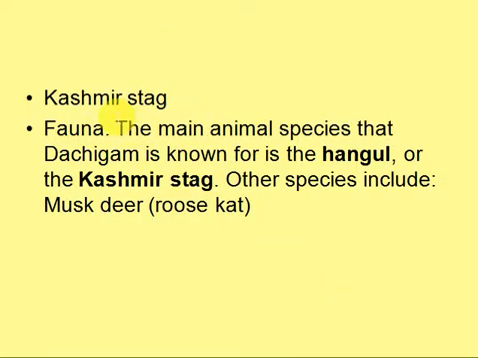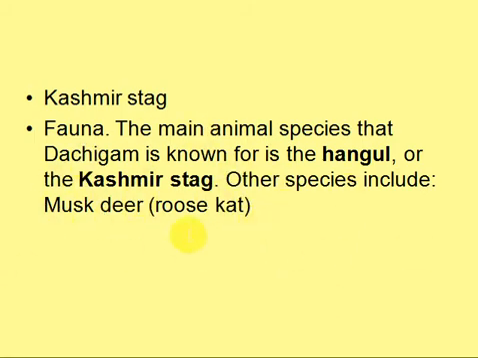So it is popular for the Kashmiri stag fauna. The main animal species that Dachingam is known for is the hangul or the Kashmiri stag. So the Kashmiri deer, in common language you can say. Other species include the musk deer and the rose cat, you can say. So hangul, the Kashmiri stag. These are some of the important animals in the Kashmir area.